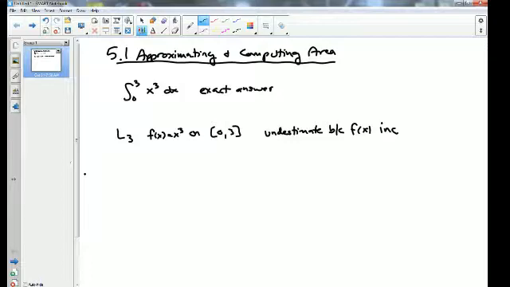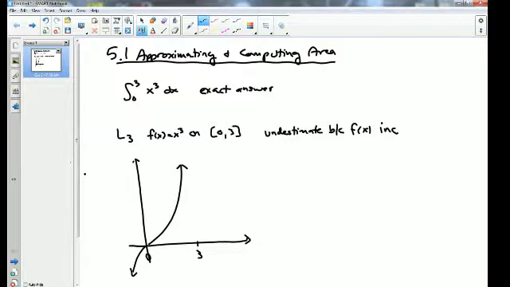So let's just sketch that up. That's what x cubed looks like on 0 to 3. There's the rest of it. There's your left Riemann sum, correct? Obviously it's an underestimate. So how do we get from here to an exact answer? That's the big question. We need to fill this space in somehow, right?